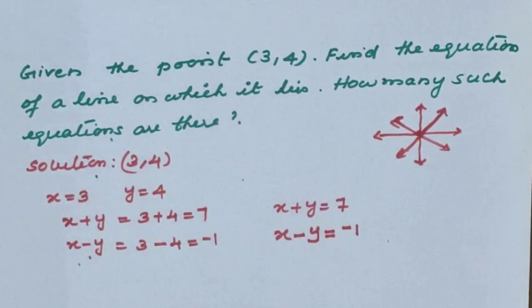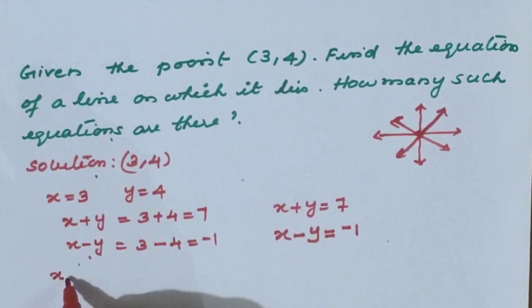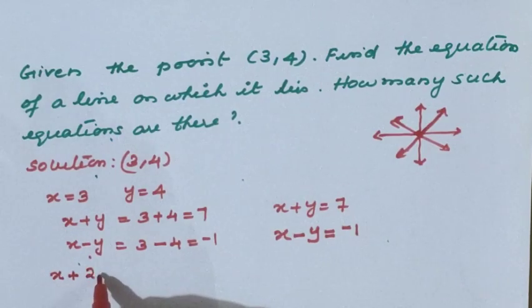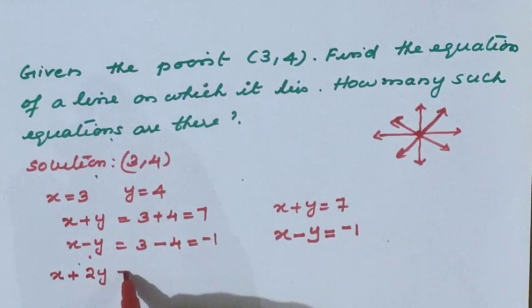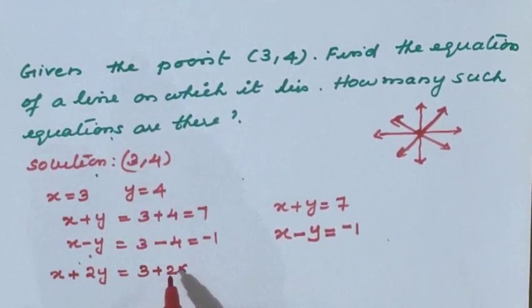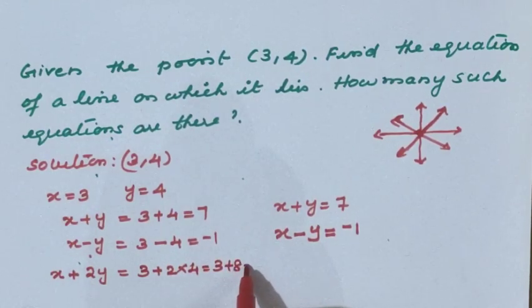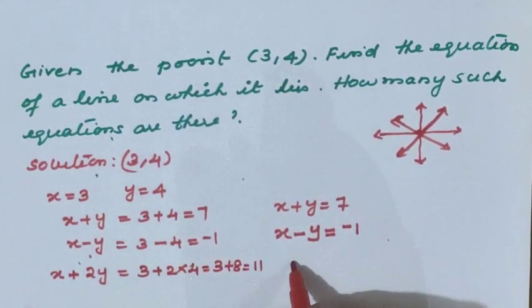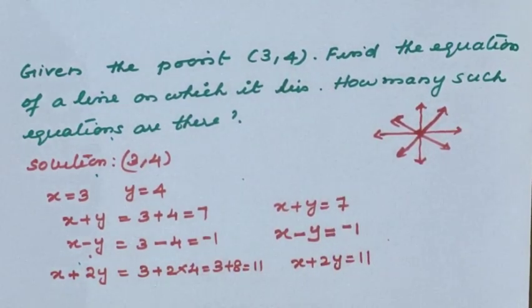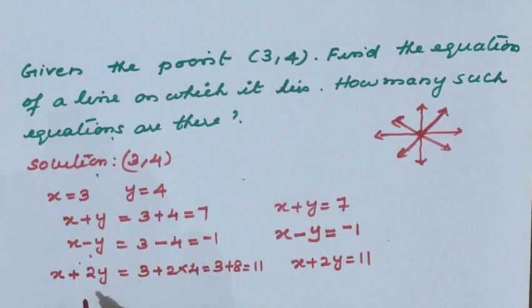Now what I am doing next is keeping x like that only. Next I am multiplying y with 2. Now substitute the values and check. What is the x value? 3. Then 2 into what is the y value? 4. So 3 plus 8 equal to 11. So my equation this time is x plus 2y equal to 11. Correct? Now one more example I can do for you.